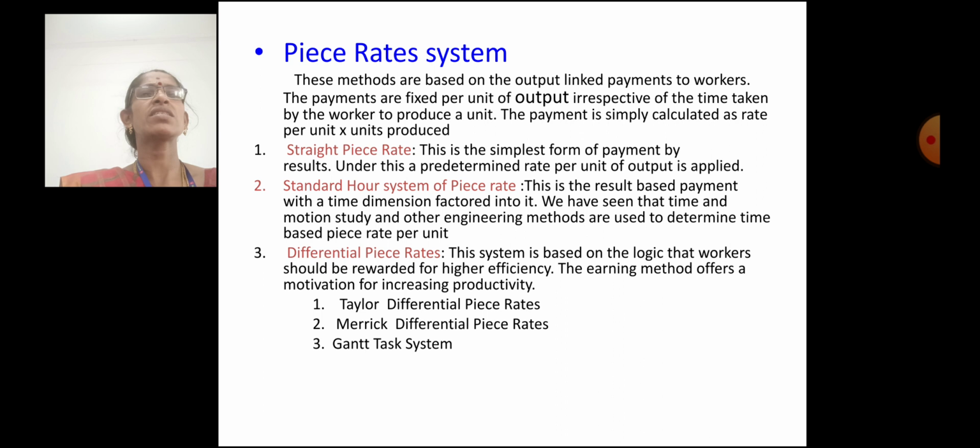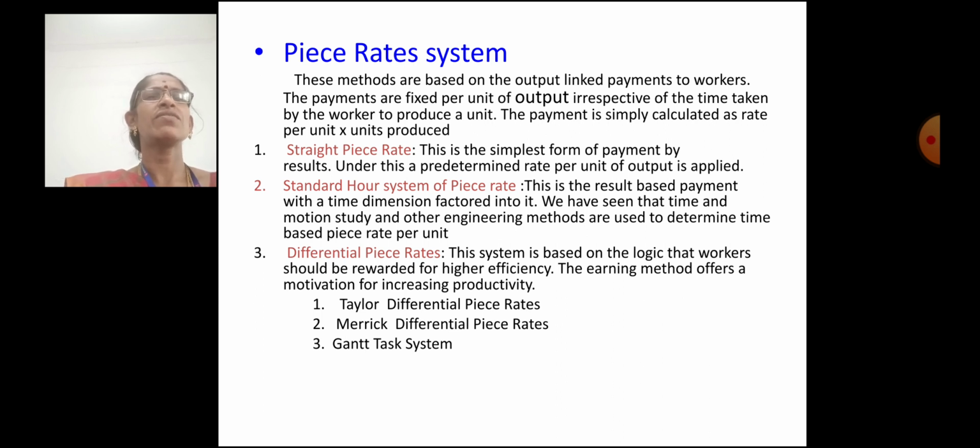Standard hour system of piece rate. This is the result based payment with a time dimension factored into it. Time and motion study and other engineering methods are used to determine the time based piece rate per unit. Differential piece rates. This system is based on the logic that workers should be rewarded for higher efficiency. This earning method offers motivation for increasing productivity.